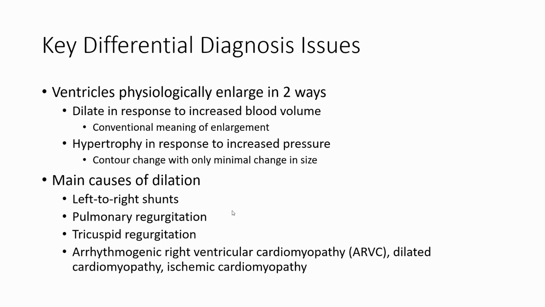The first one is dilatation in response to increased blood volume. The second is hypertrophy in response to increased pressure. The main causes of dilatation: left to right shunt, pulmonary regurgitation, tricuspid regurgitation, arrhythmogenic right ventricular cardiomyopathy, dilated cardiomyopathy, ischemic cardiomyopathy.